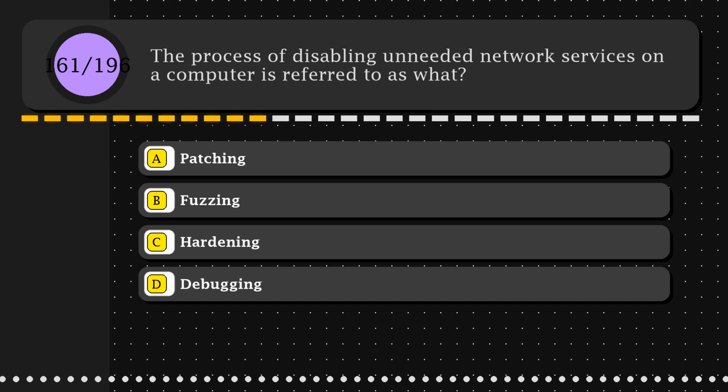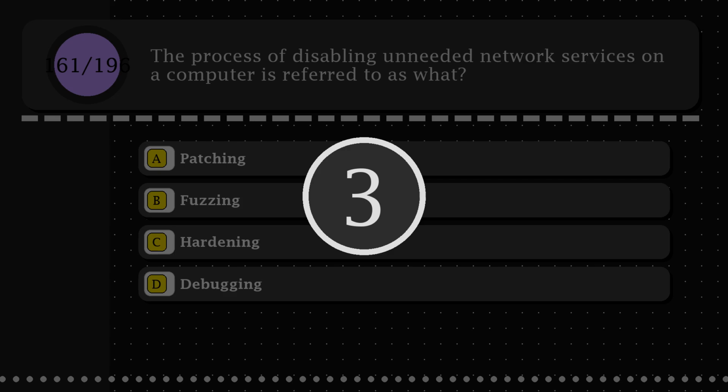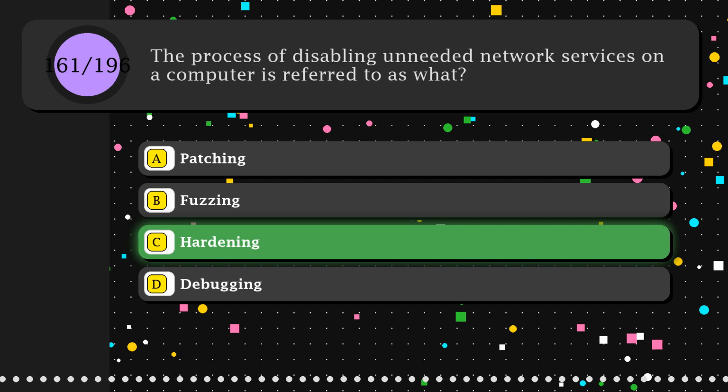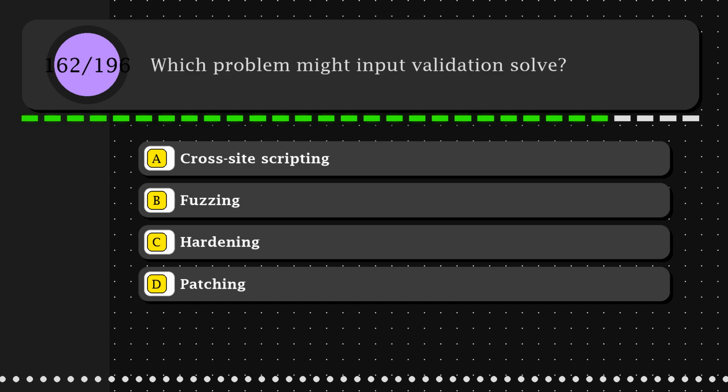Question 161. The process of disabling unneeded network services on a computer is referred to as what? Option A. Patching. Option B. Fuzzing. Option C. Hardening. Option D. Debugging. The correct answer is option C. Hardening.